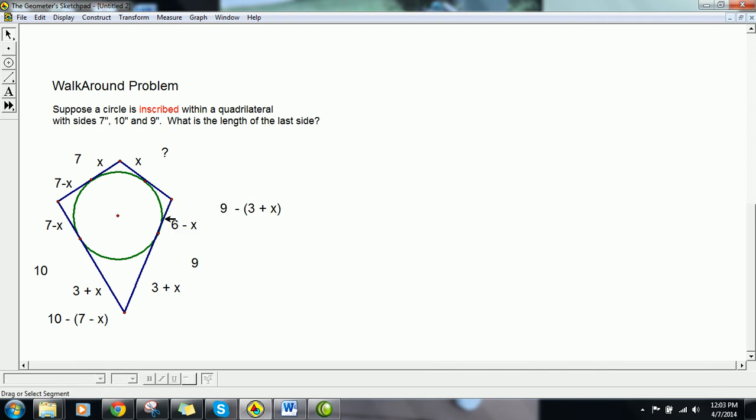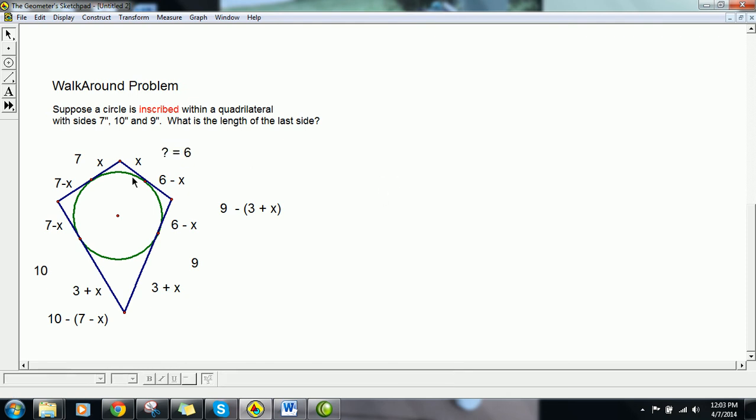And so again, if that tangent here is 6 minus x, then that tangent here is 6 minus x by the two-tangent theorem. So really what we have now is the two pieces of the whole segment that I'm trying to evaluate. I know part of it is x, and the other is 6 minus x. So to find the whole length, I just add these two together, right? And what's x plus 6 minus x? That's right, 6.